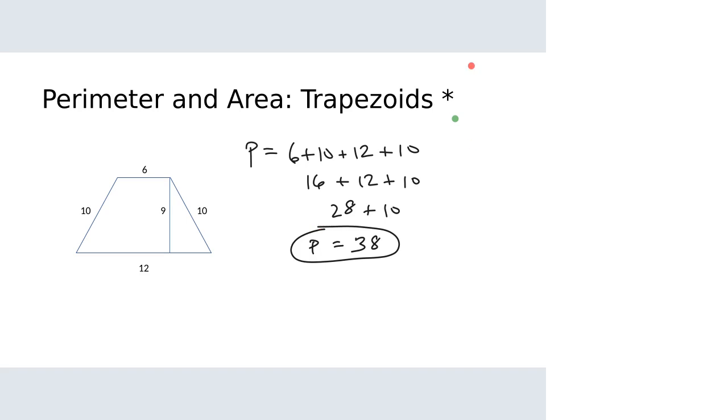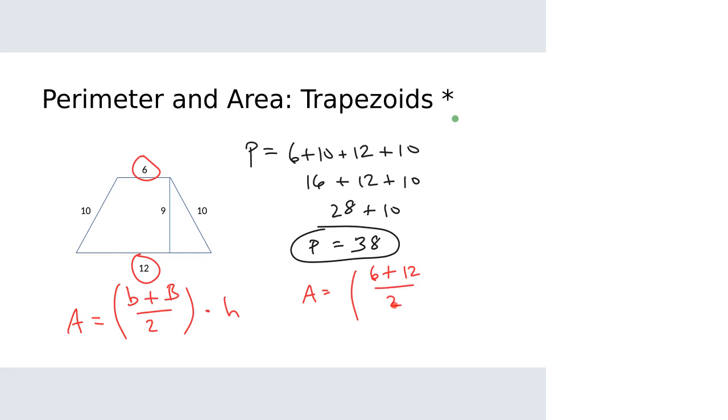Then we need to find the area. And for the area of a trapezoid, we're going to use this formula. It's the little base plus the big base divided by 2, multiplied by the height. So to find the area here, the little base is 6 plus the big base is 12, over 2, multiplied by the height. We haven't used this yet, but that's what that 9's for. The height is 9. So we have 6 plus 12, that'll be 18 over 2, that we're going to multiply by 9.